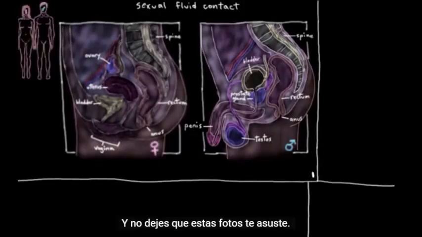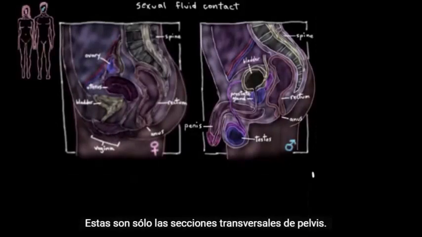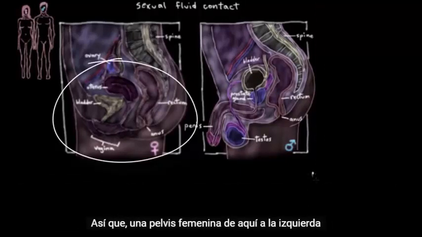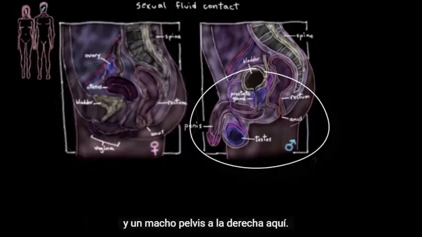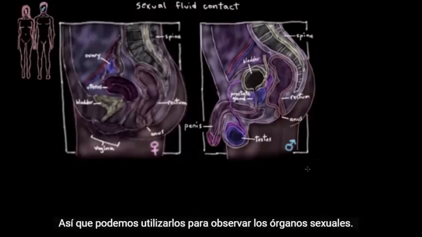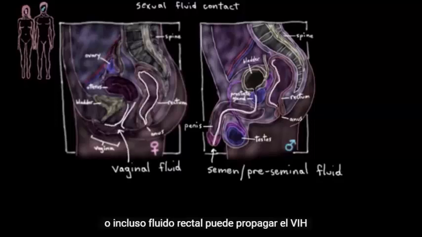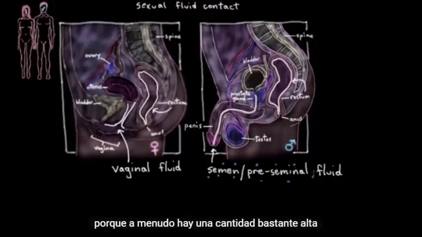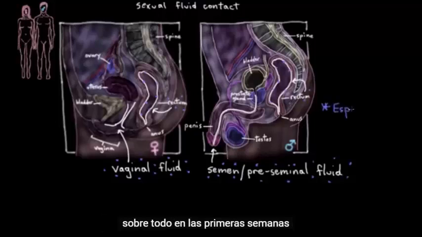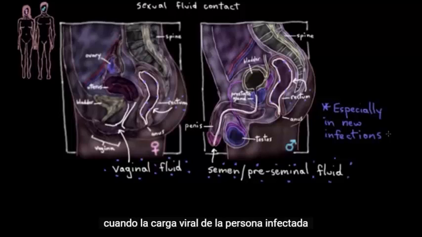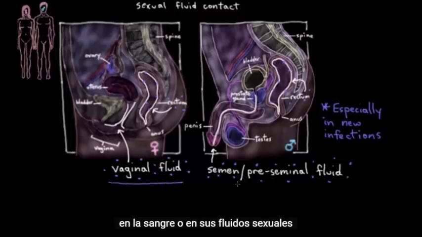And don't let these pictures scare you. These are just cross-sections of pelvises. So a female pelvis on the left here and a male pelvis on the right here. So we can use these to look at the sexual organs. So contact with sexual fluids like semen or preseminal fluid or vaginal fluid or even rectal fluid can spread HIV because there's often a fairly high amount of viral particles within these fluids, particularly within the first few weeks of a new HIV infection, when the infected person's viral load in their blood or in their sexual fluids is up at extremely high levels.